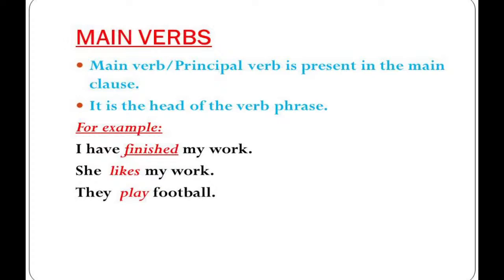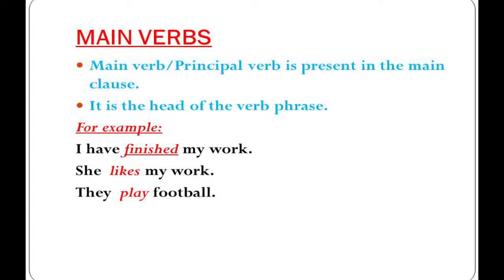Similarly, they play football. Play is the main verb there. Main verb means the verb which does some kind of action. There are an unlimited number of main verbs in English, but there are a limited number of auxiliary verbs. There are only 24 auxiliary verbs, but main verbs are several in English, hundreds of them. Whatever verb shows some kind of action, that is called a main verb.